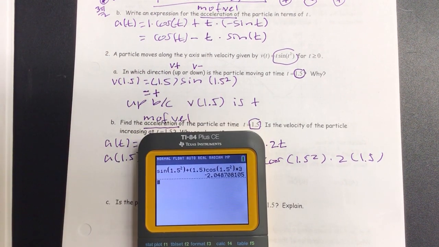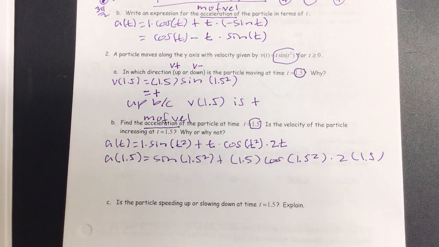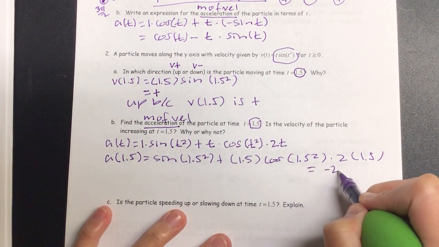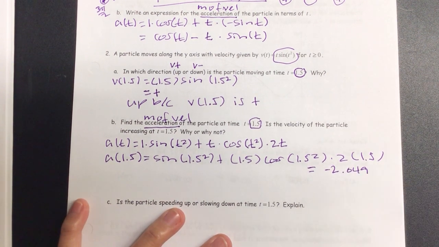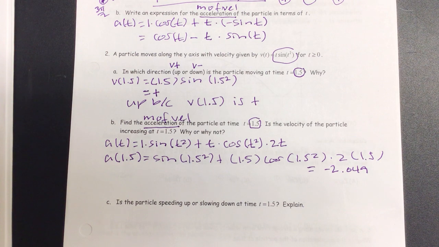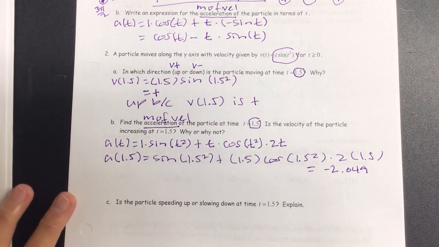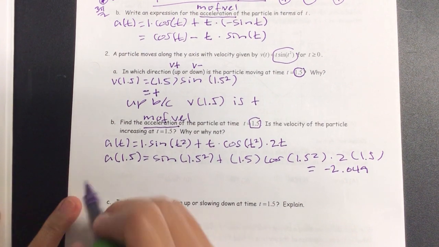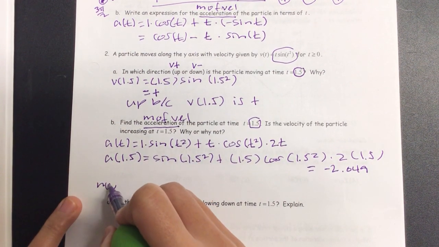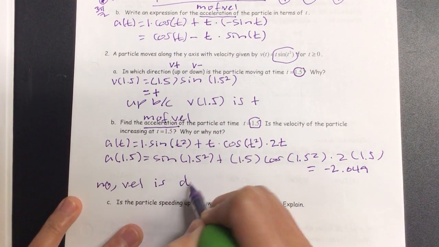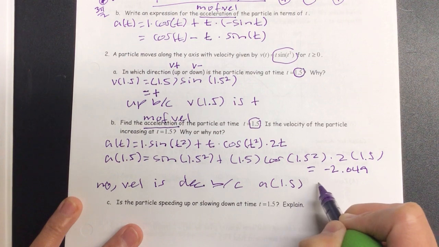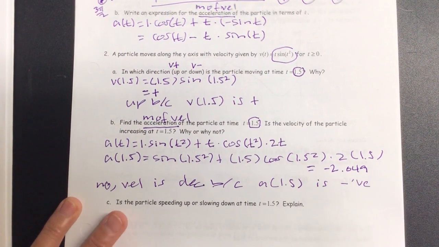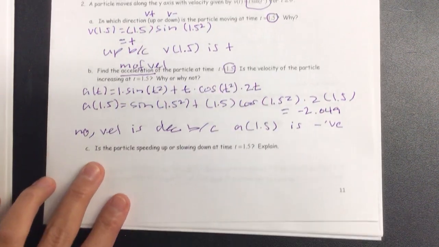It was a negative 2 point something. So it was about, yeah, okay, negative 2.049. That's what you calculated. So is it increasing? No. The velocity is decreasing, so I'm going to write no. Velocity is decreasing because acceleration at 1.5 is negative. Right, Mitchell? Not positive?